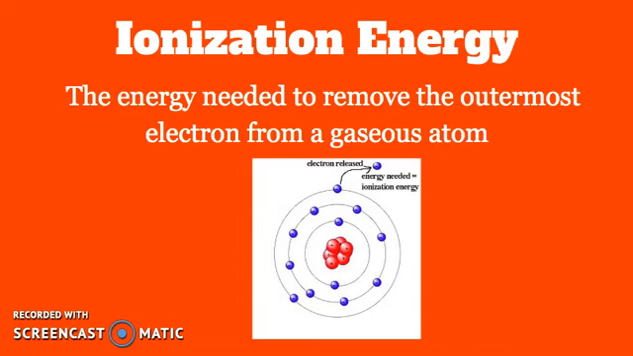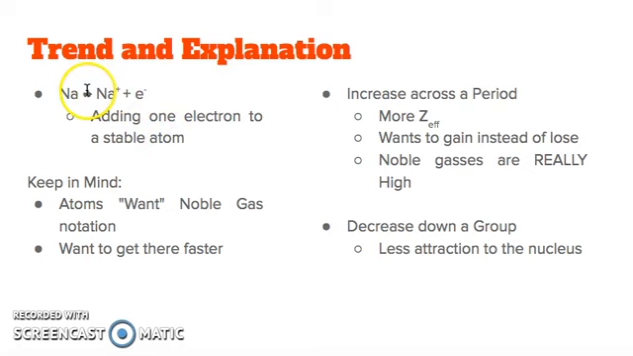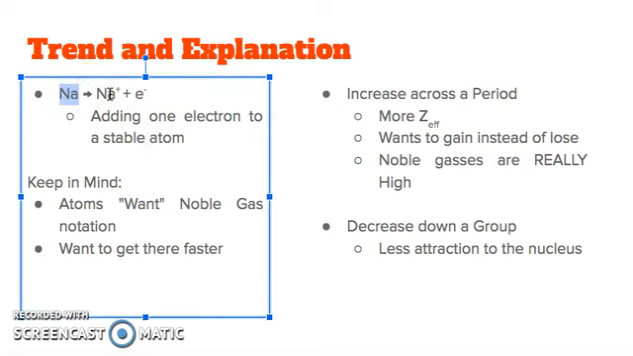So ionization energy is the third trend, and this is the energy needed to remove the outermost electron from a gaseous atom. So we can see here that there's an electron right here, and they're trying to remove it. So it's the energy needed to remove an electron. That's really important because electron affinity will be the opposite. So the chemical equation will be, you have a neutral atom, and then you will have a positive, and you're removing the electron to make it not neutral. So you're adding one electron to a stable molecule, and it must be a gaseous molecule.